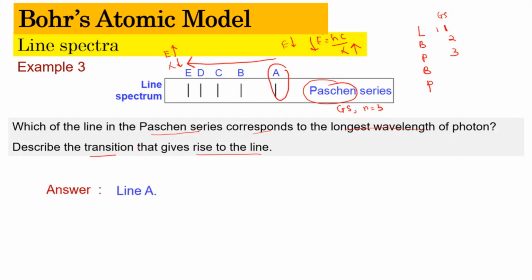And then it asks you to give the transition. When it asks you to give a transition, you need to mention from what level into what level. So in this case, you know that it needs to drop to n equal to 3. And because this is the first line, we can say that it dropped from n equal to 4 to n equal to 3. So the electron moved from n equal to 4 to n equal to 3.